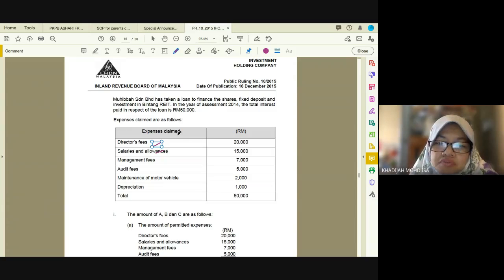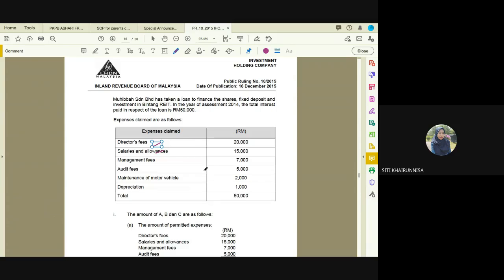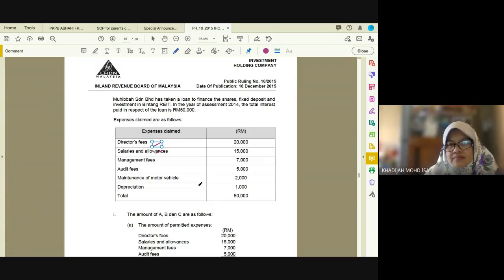Maintenance of motor vehicle, is it a permitted expense? No. Right? Why is it not? Why is it not a permitted expense? Because permitted expenses only consist of maintenance for office. Yeah, because your permitted expenses must only be those listed by the RB. Maintenance of motor vehicle is not listed.